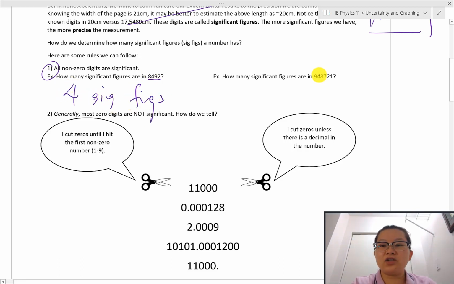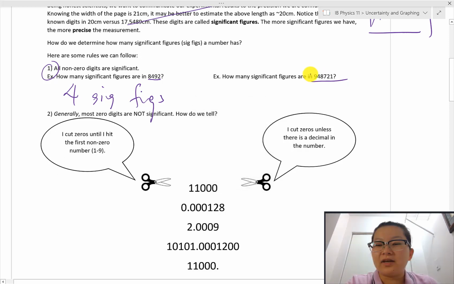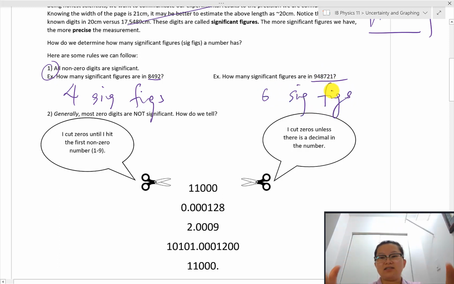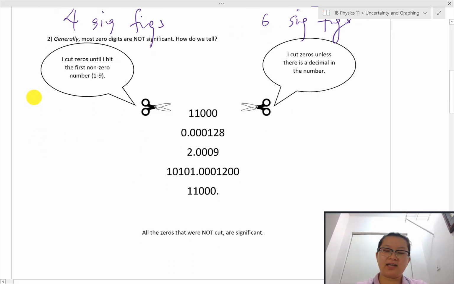Okay, why don't you try the next one? How many sig figs are in the next example? If you say 1, 2, 3, 4, 5, 6 of them, you are totally correct. All right, easy stuff. Now, it gets a little tricky when we have to deal with zeros. I came up with this little diagram to help us out. Sure, there are some rules and whatnot, but I think hopefully this diagram visual will help you understand what those rules mean. Okay, so let's say we have a number.